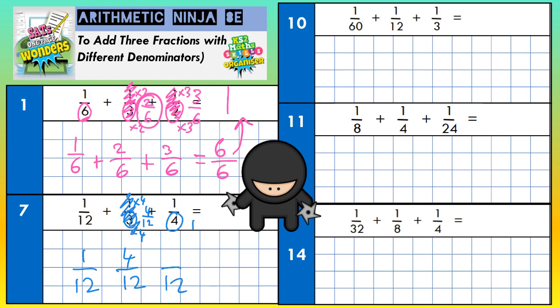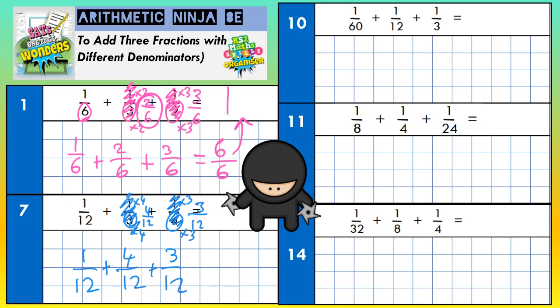To get from 4 to 12 is times 3. So that's going to be 1 times 3. And 1 times 3 is 3. So 1/4 is 3 twelfths. Scribble out the 1/4. We don't need that. We've got 3 twelfths. All you've got to do now is add everything together.